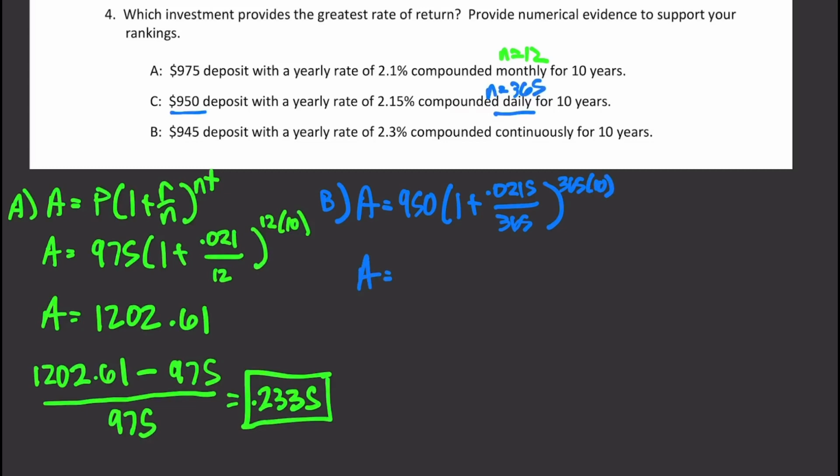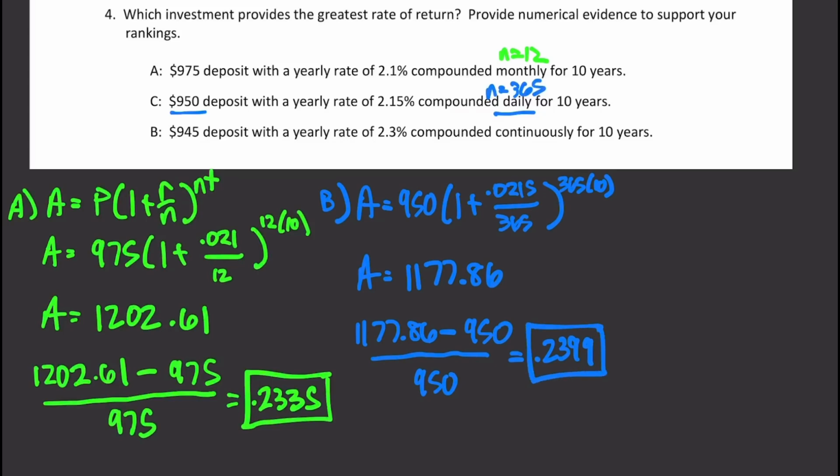Okay, so again, I'm going to throw that into the calculator, and I got $1,177.86. So to get my rate of return, I'm going to take that value, subtract the original, divide it by the original. So that was 0.2399. So there's that rate.